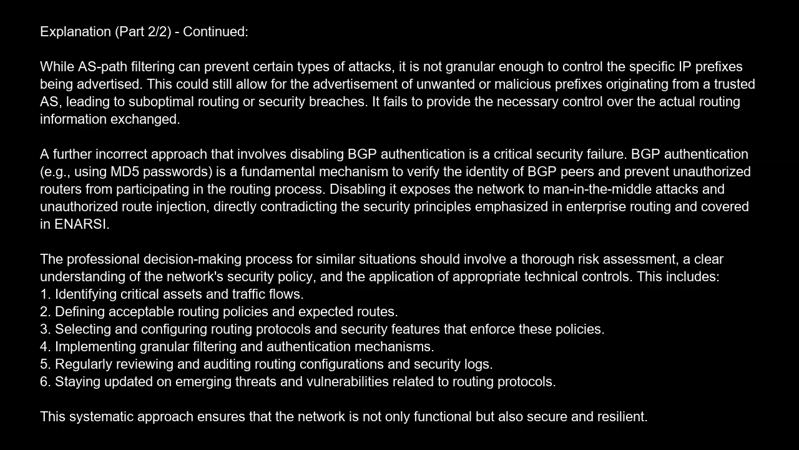The professional decision-making process for similar situations should involve a thorough risk assessment, a clear understanding of the network's security policy, and the application of appropriate technical controls. This includes: 1. Identifying critical assets and traffic flows. 2. Defining acceptable routing policies and expected routes. 3. Selecting and configuring routing protocols and security features that enforce these policies. 4. Implementing granular filtering and authentication mechanisms. 5. Regularly reviewing and auditing routing configurations and security logs. 6. Staying updated on emerging threats and vulnerabilities related to routing protocols.